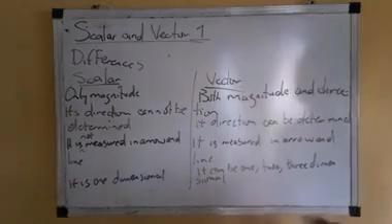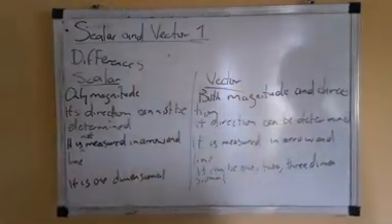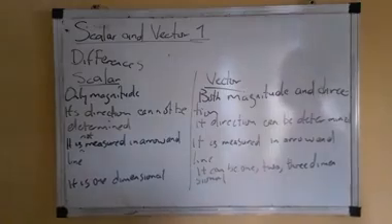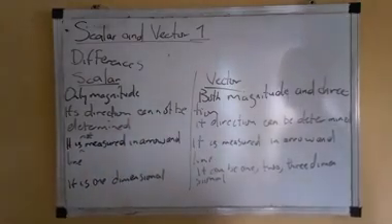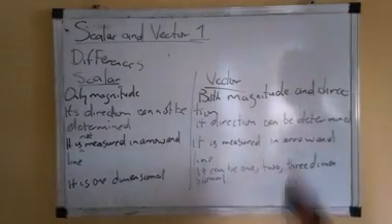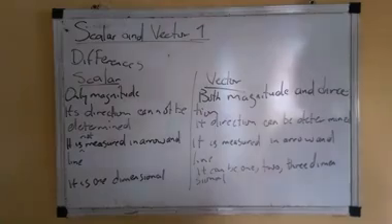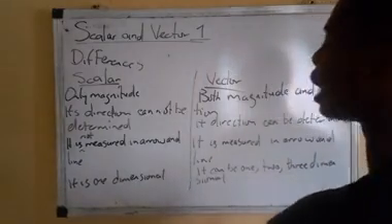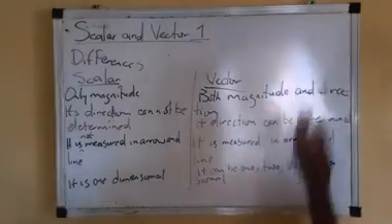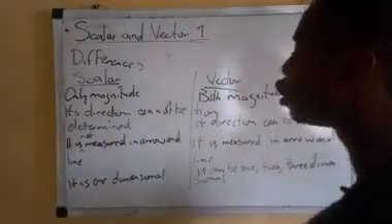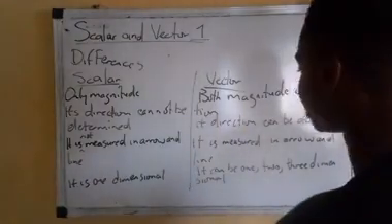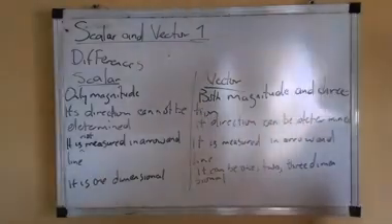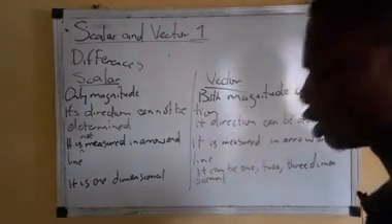So let me quickly go over the differences again. Scalar quantities only have magnitude. Vector, they have both magnitude and direction. Scalar, its direction cannot be determined. Vector, its direction can be determined. Scalar is not measured in arrows and lines. Vector is measured in arrows and lines. Scalar is one-dimensional. Vector can be one, two, or three dimensional.